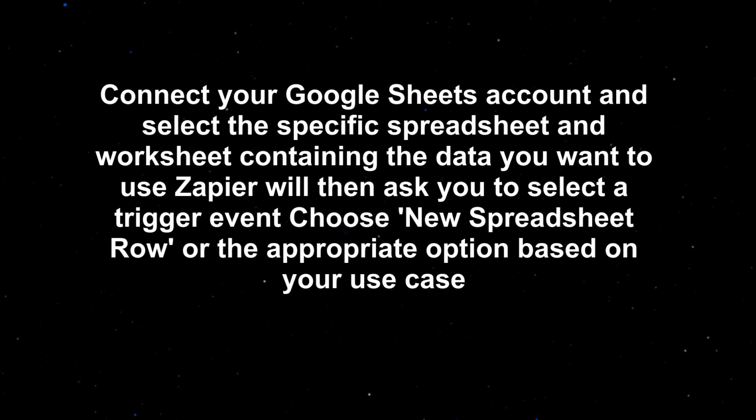Connect your Google Sheets account and select a specific spreadsheet and worksheet containing the data you want to use. Zapier will then ask you to select a trigger event. Choose new spreadsheet row, or the appropriate option based on your use case.